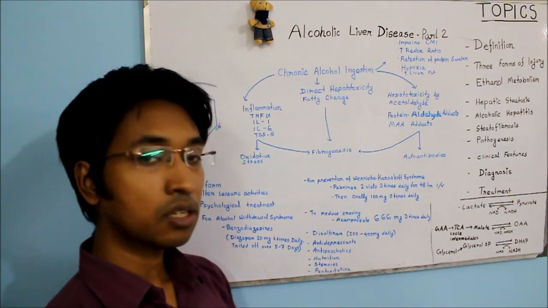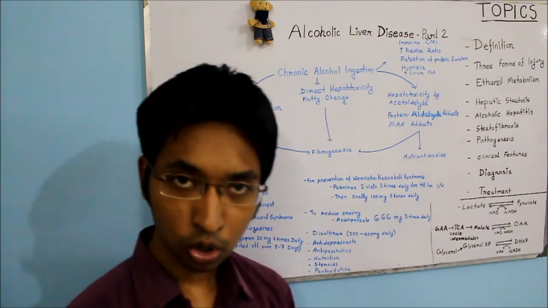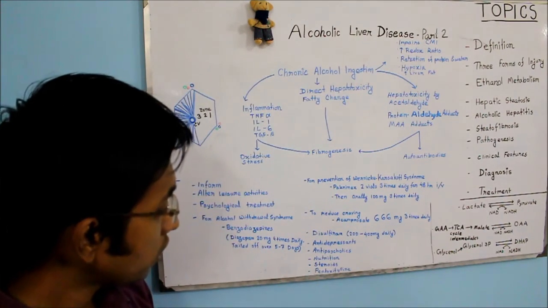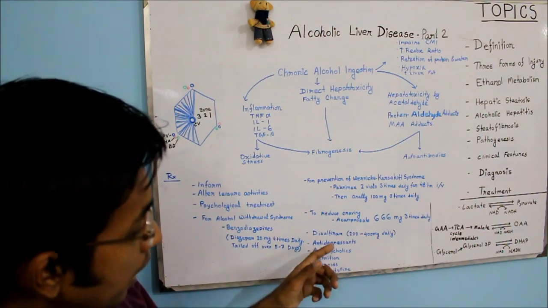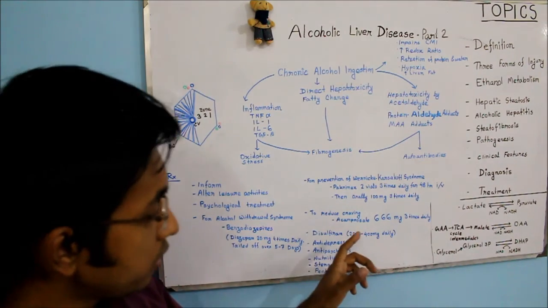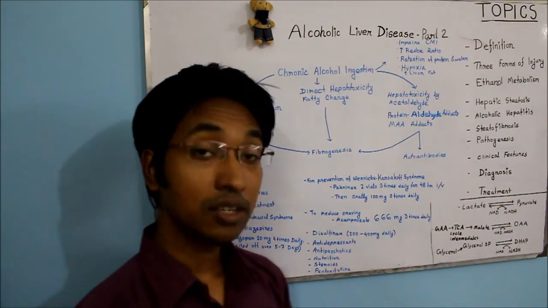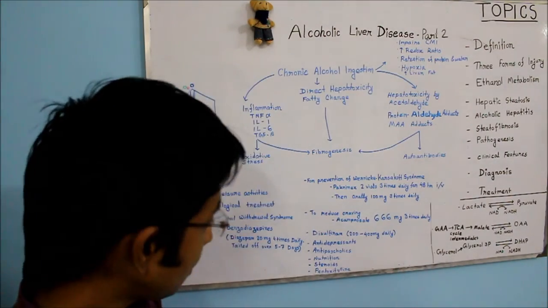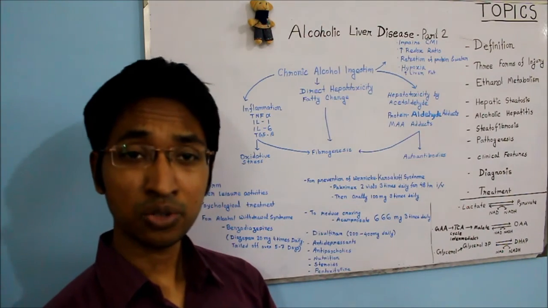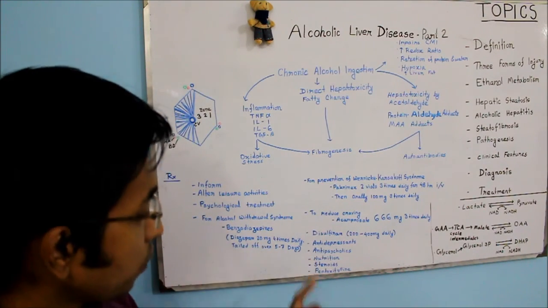Moving on to the next treatment, we have to reduce the craving for alcohol, and the drug of choice here you can see is Acamprosate, and the dose is 666 milligrams 3 times daily. And the next drug is very important. The examiners are very fond of asking this question, and that drug is Disulfiram.